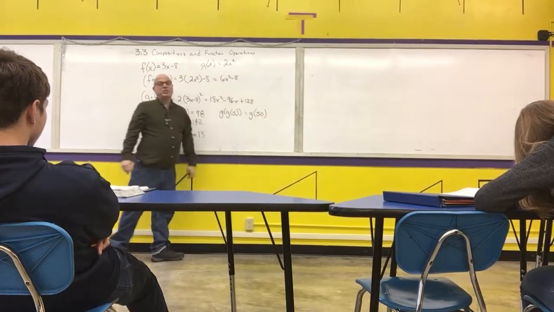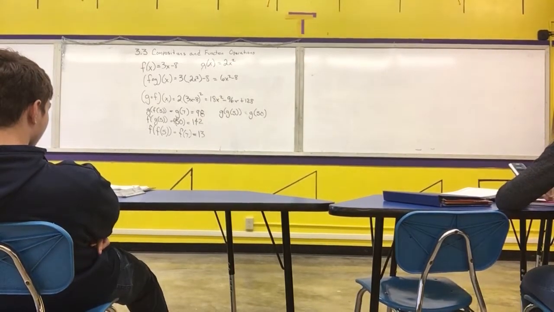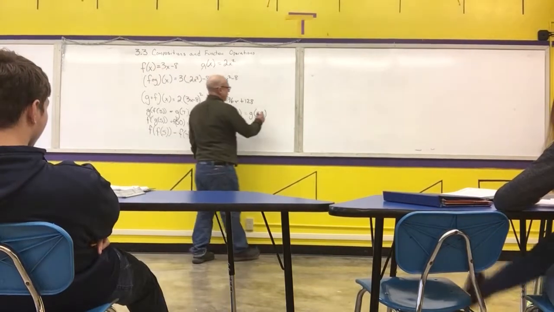This one's going to be fun. What's 50 squared? 25,000? Or is it 2,500? It's 2,500 times 2. That would be 5,000.